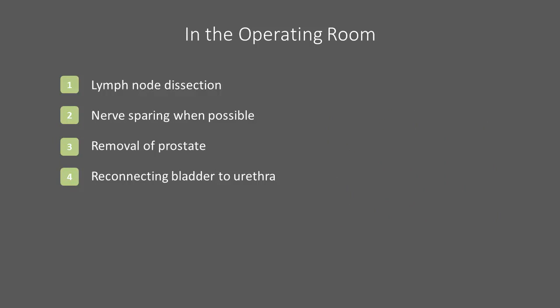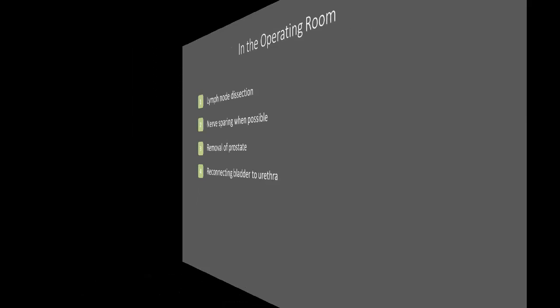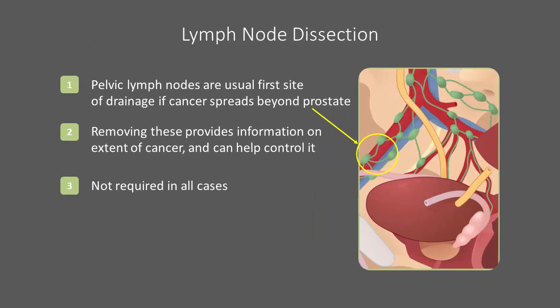Once the surgical space is accessed, there are 4 main steps of the operation that may follow: lymph node dissection, nerve sparing in select men where it would be appropriate and not jeopardize cancer control, removal of the prostate, and reconnecting the bladder to the urethra. The pelvic lymph nodes are the usual first site of drainage if cancer spreads beyond the prostate. Removing these provides information on the extent of cancer and can help to control it.